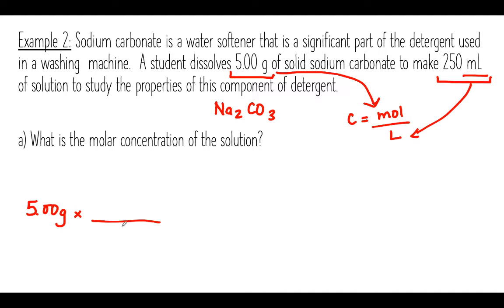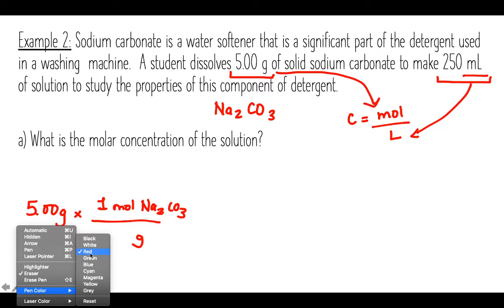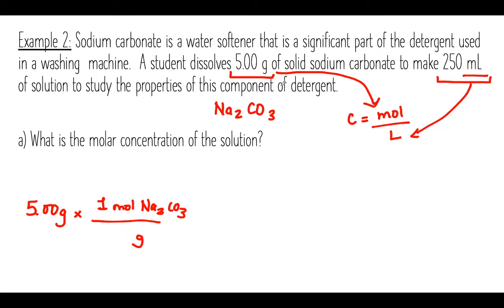So in 1 mole of sodium carbonate, how many grams are there? And we can find this value by looking at the periodic table. And the periodic table tells us, sodium has a molar mass of 22.99. And because there's 2 sodiums, I'm going to multiply this by 2, plus carbon has a molar mass of 12.01. Of course, all of these are grams per mole.